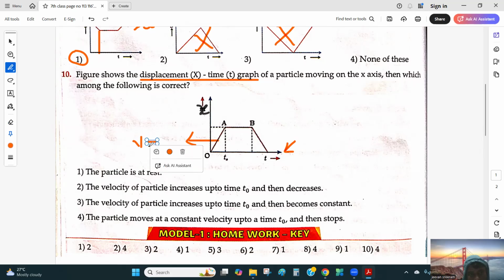Velocity is constant here until t naught. Then you can say displacement is constant, so it's not moving. Displacement is not changing, which means the object is stationary. Object must be stationary.